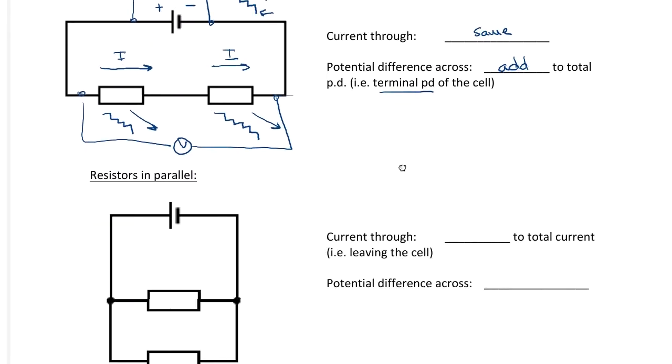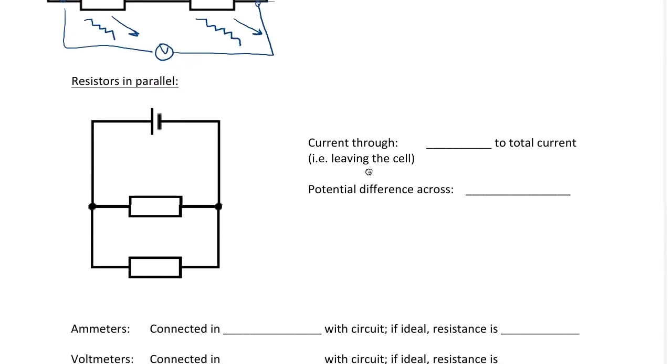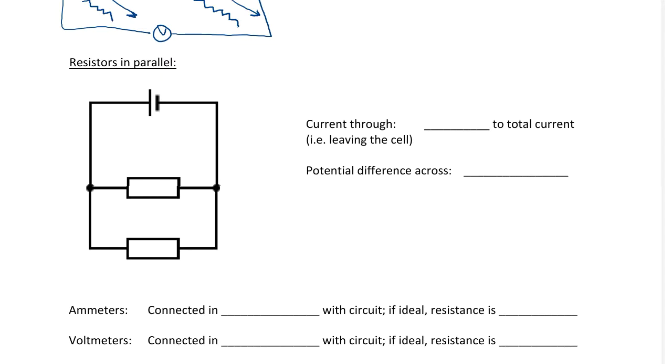In contrast, this is a setup of resistors in parallel. And now, because we've got branch points, the current leaving the cell can go this way, or it can go this way. And over here, it rejoins. So the current through, let's call this resistor 1 and this resistor 2, the current through resistor 1 and resistor 2 now have to add to the total current leaving or re-entering the cell.